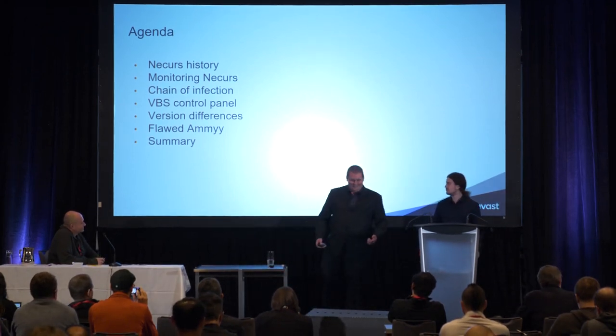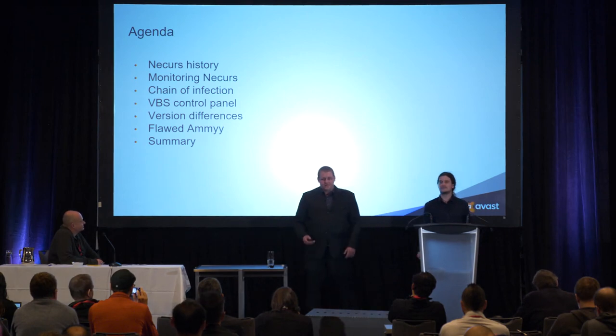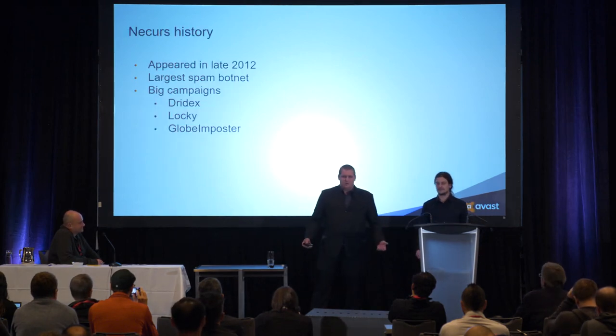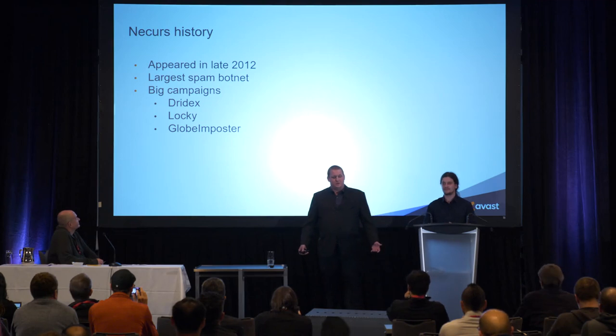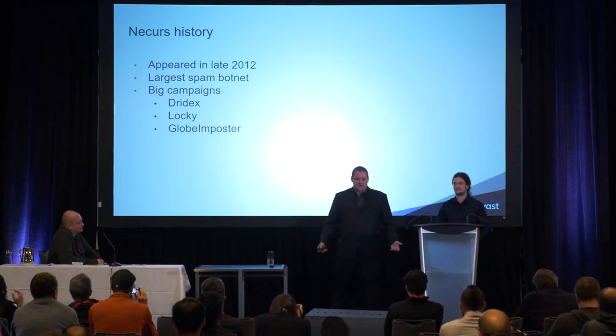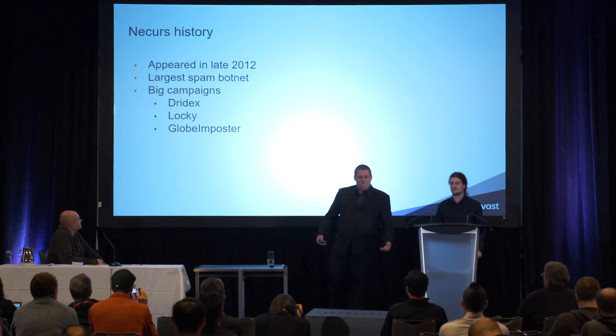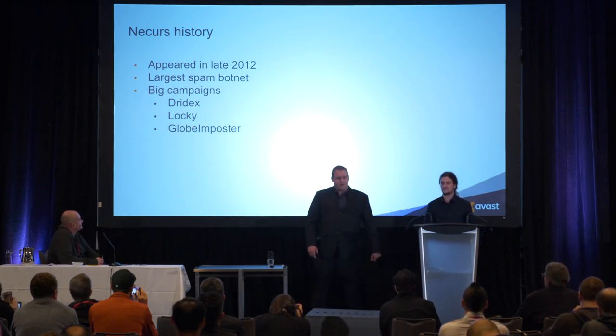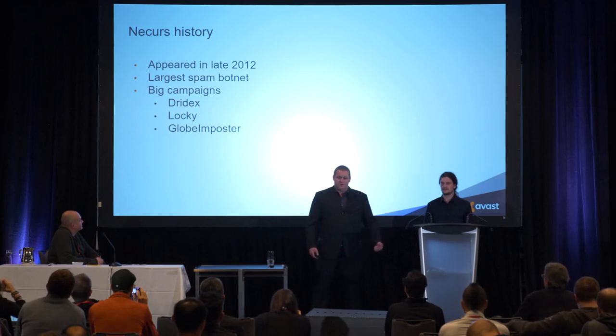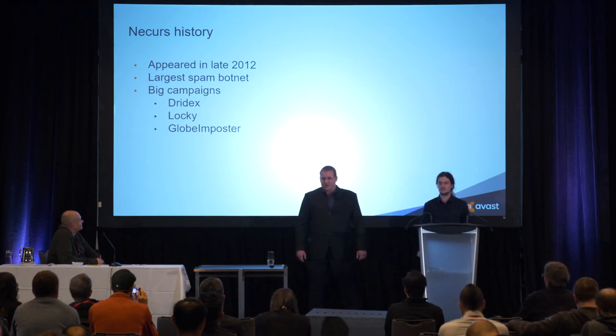The history of the botnet: all of you know the Necurs botnet. It's definitely the largest spam botnet worldwide, and it appeared in late 2012. The biggest campaigns spread by Necurs were, for example, Dridex, Locky, and Globe Imposter.